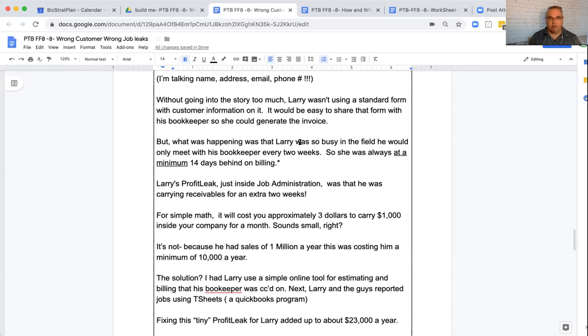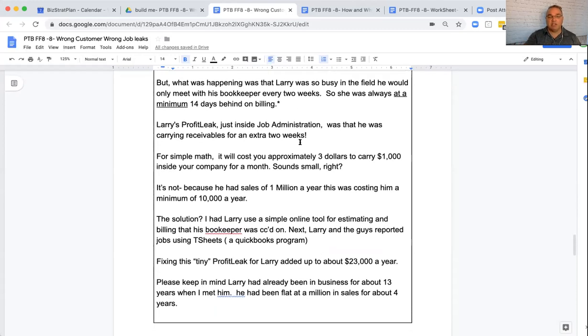And so they weren't invoicing. And so customers forgot about it. And it just snowballed to hell. It was bad. Anyways, Larry's problem here, he was carrying receivables for an extra 2 weeks. So even if he got paid in 30 days, by himself, he had extended it to 45 days.